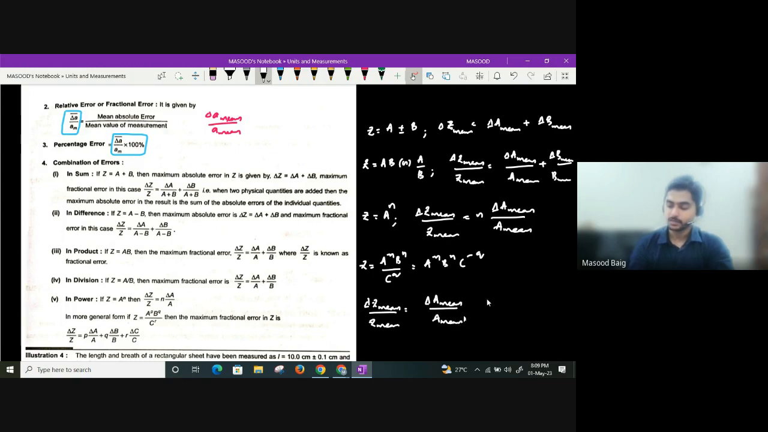What is relative error in B? Delta B mean divided by B mean. What is relative error in C? Delta C mean divided by C mean. What should happen to errors? Errors should always be added, guys.